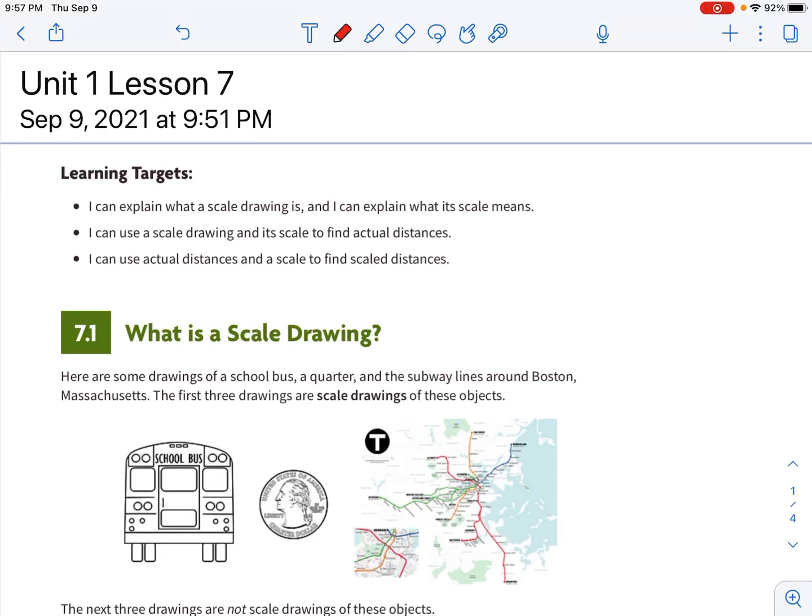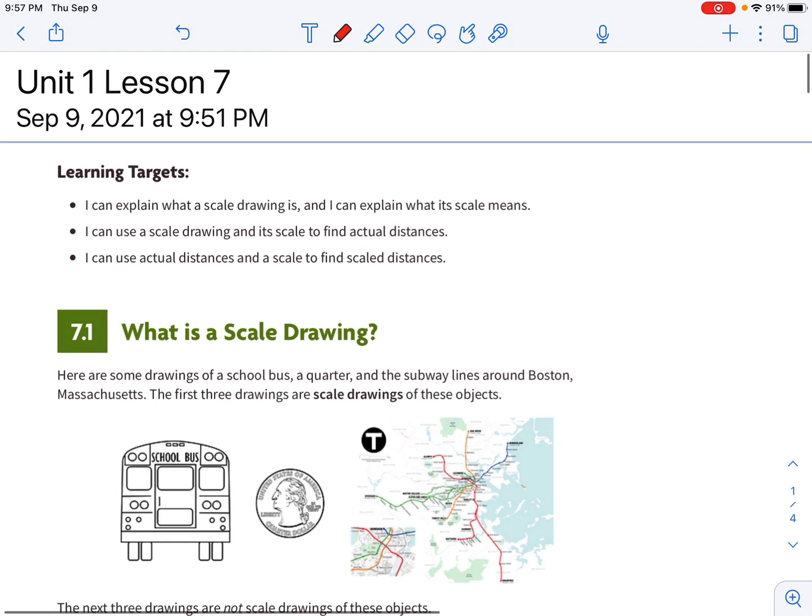All right, this is Unit 1, Lesson 7, from Open Up Resources. We're just going to go over what they've got, what your answers should have been, what you should have come up with for the questions. I'm just going to go through it to make sure you've got the right understanding of what you're doing here. So in Unit 1, Lesson 7, we are looking at scale drawings.